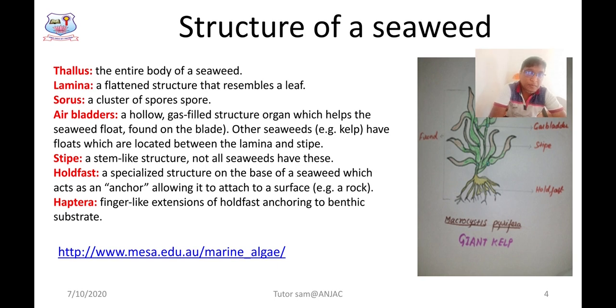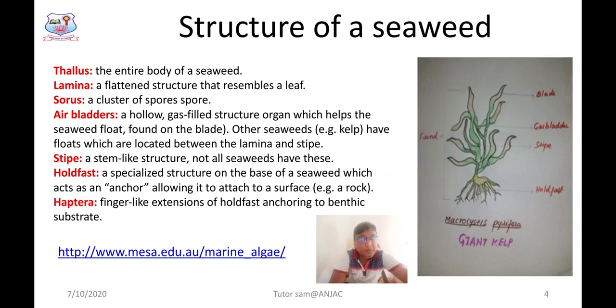Structure of a seaweed. A typical seaweed, a marine alga, contains a prominent structure called a thallus, which is the entire body of the seaweed. Lamina is a flattened structure that resembles a leaf. In plants we call it a leaf, whereas in algae the leaf-like structure is called lamina.